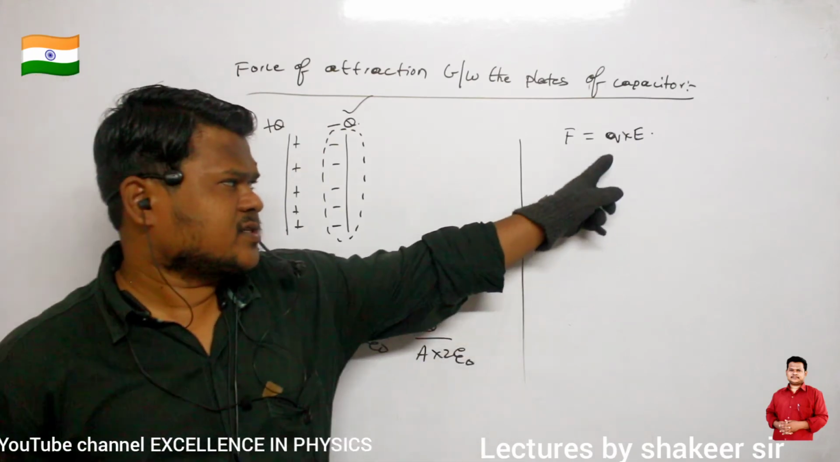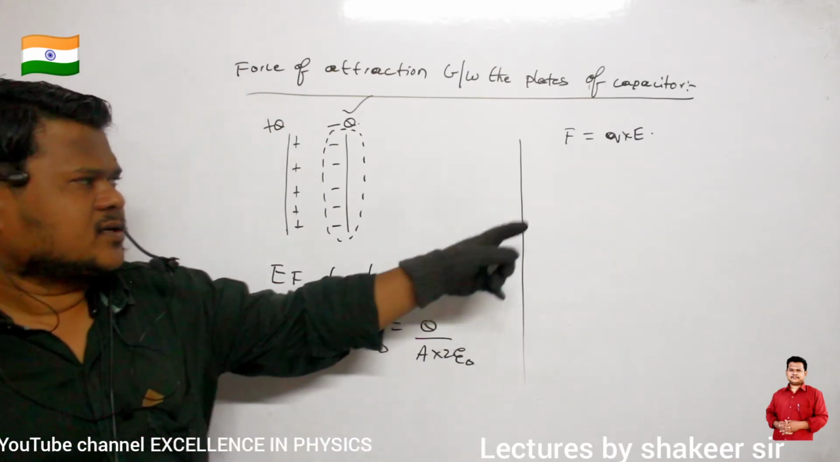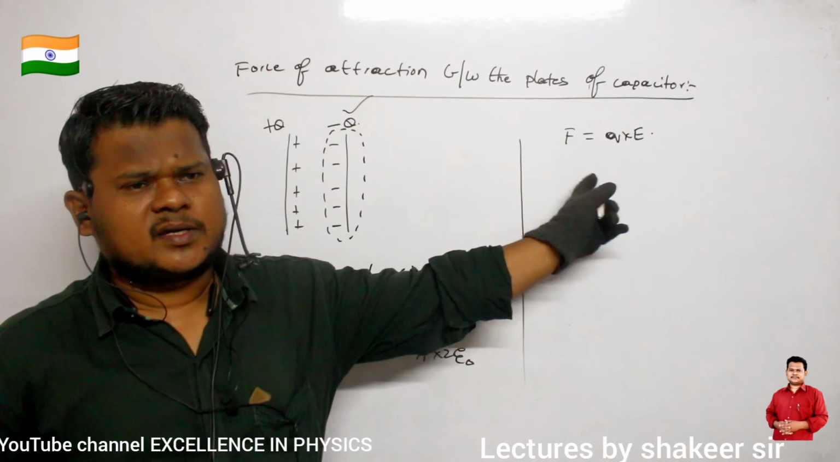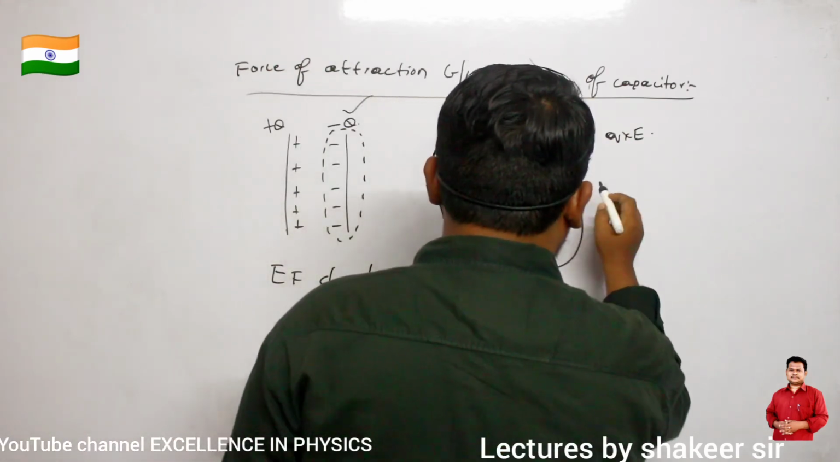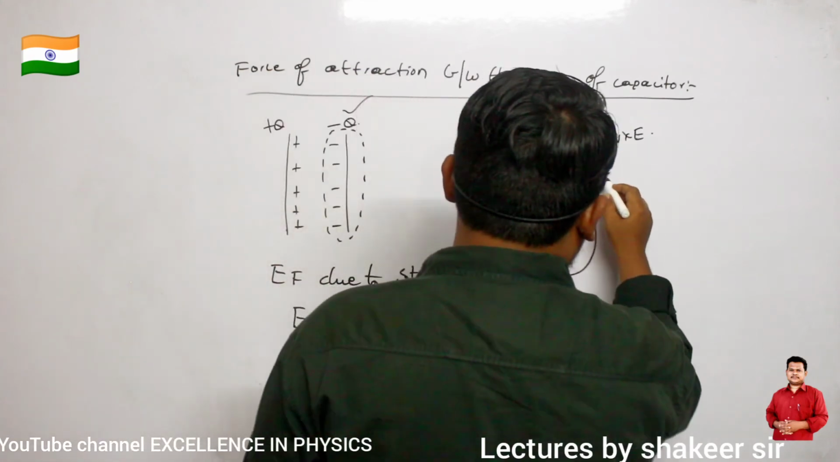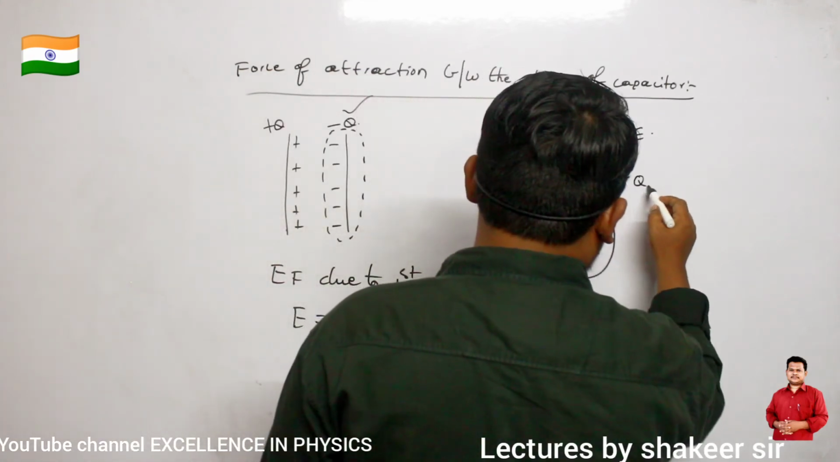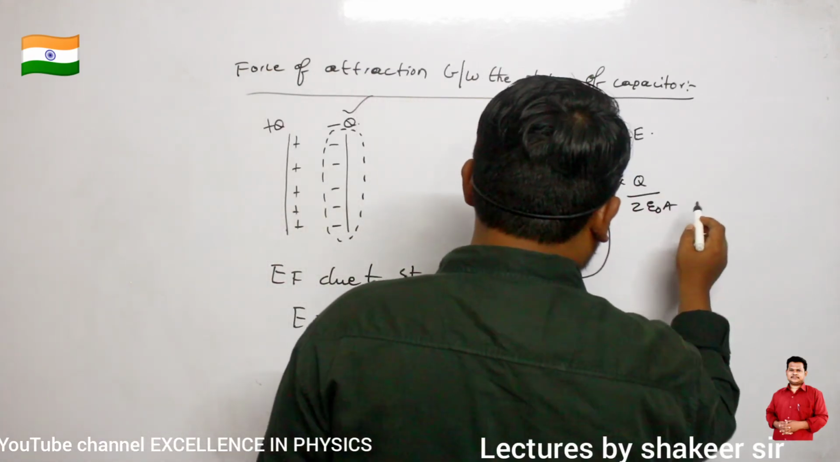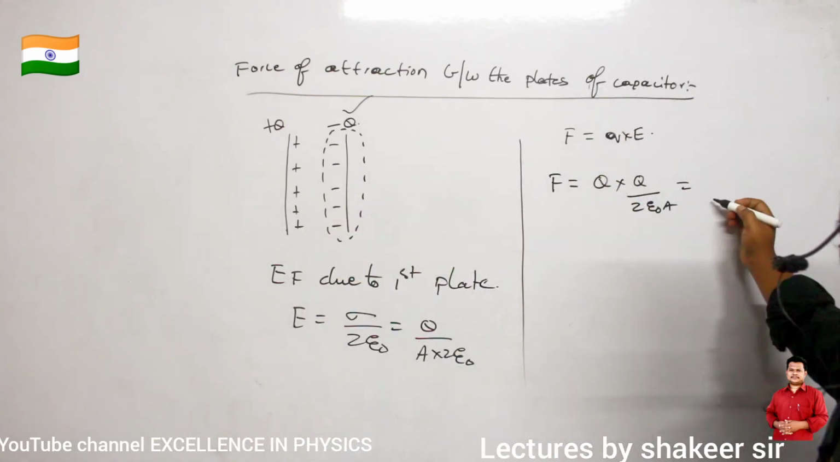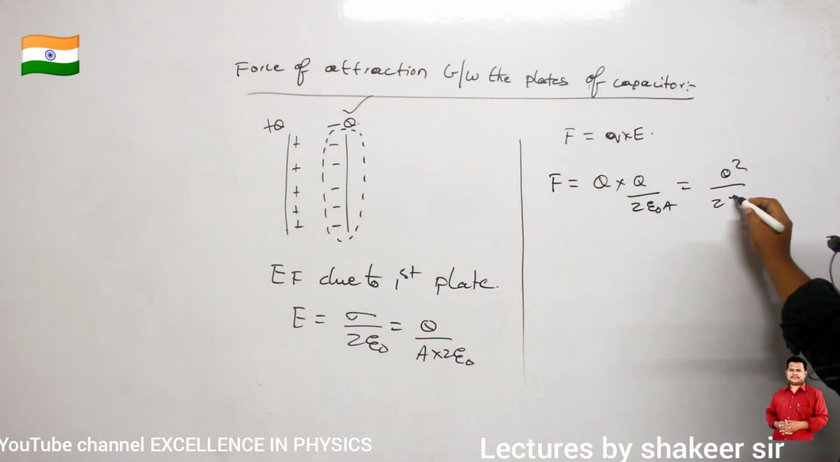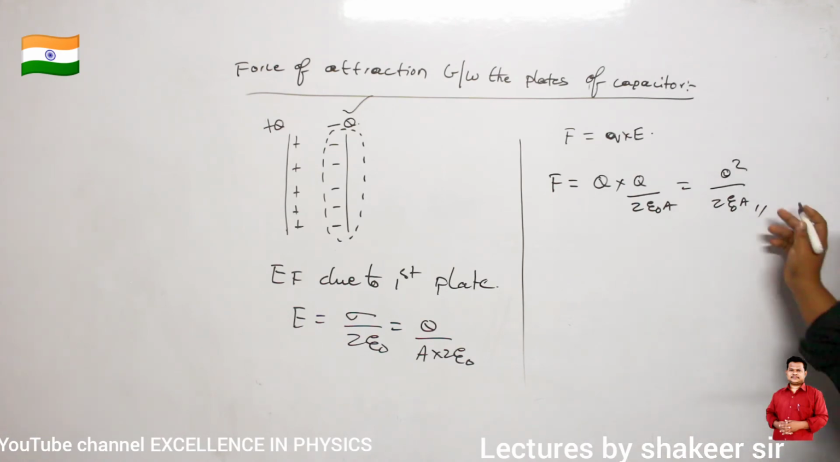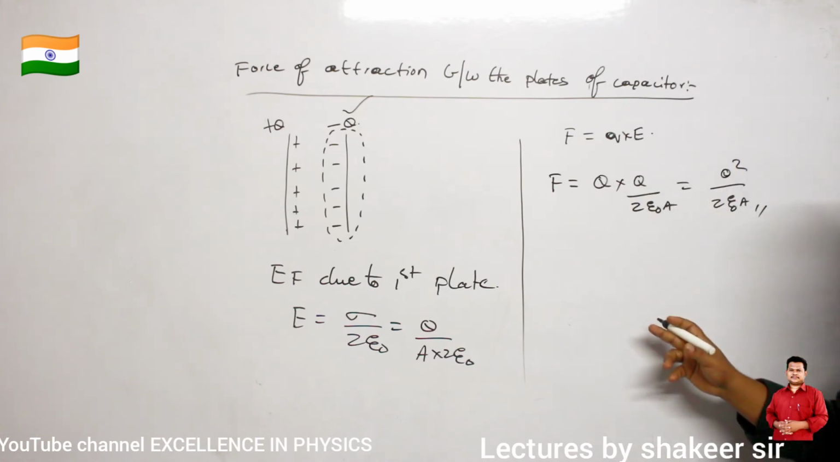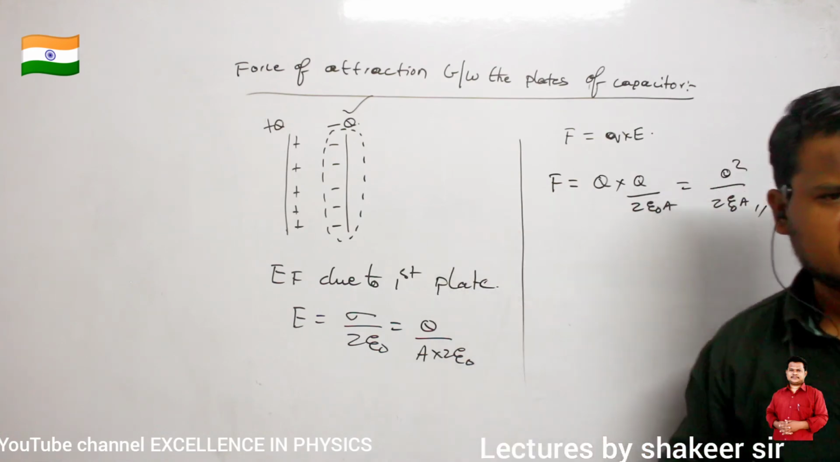If a charge q is present in an electric field E, then the force experienced by that charge is F equals q into E. So F equals the charge present here, Q, times the electric field, Q divided by 2 epsilon naught A. Therefore the force of attraction is Q square divided by 2 epsilon naught A. That is our answer. So this much force of attraction will exist between the two plates of a parallel plate capacitor.